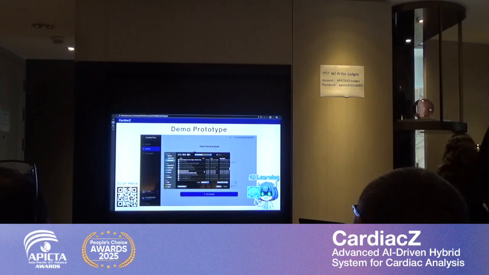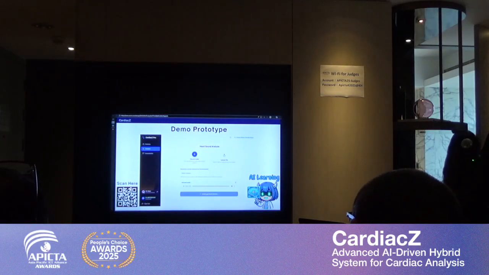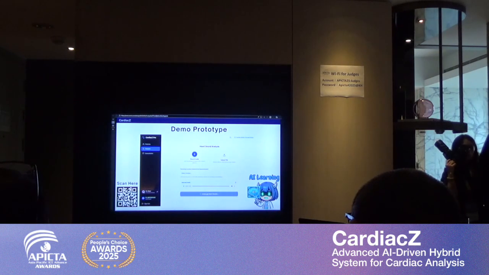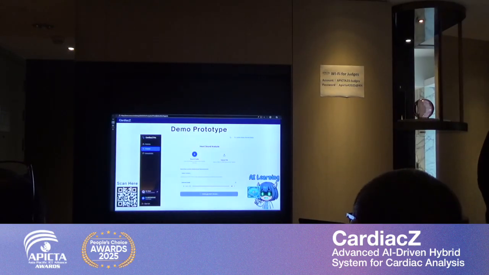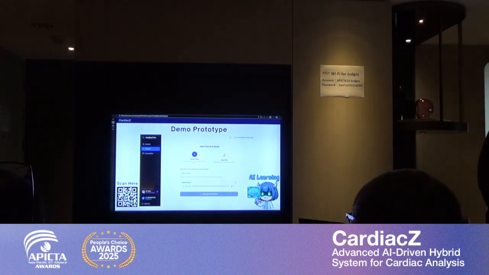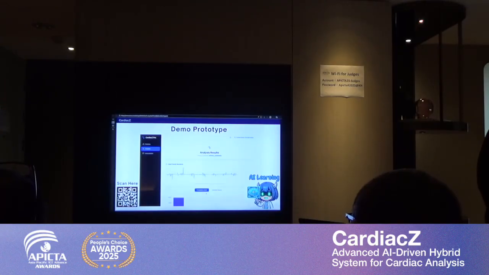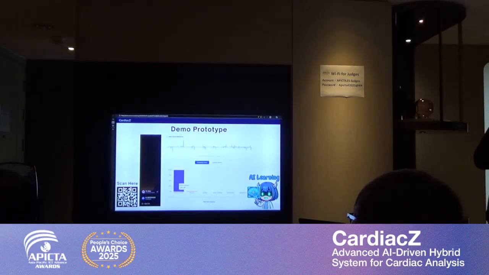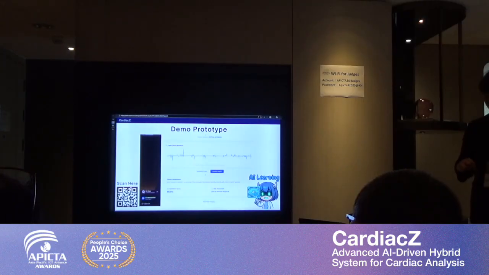Our system uses SSAMBA technology to filter noise and process the signal instantly. And here are the results. A clear diagnosis of mitral stenosis with a detailed risk assessment and visual waveforms.